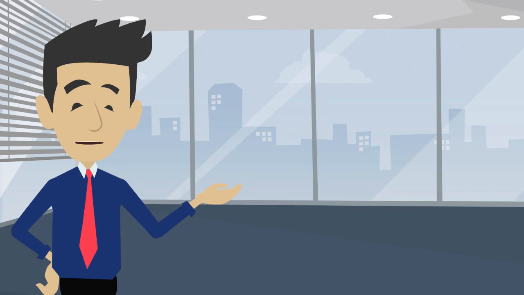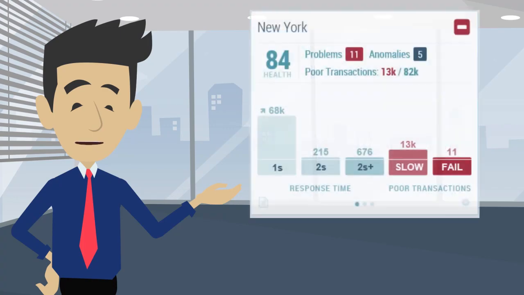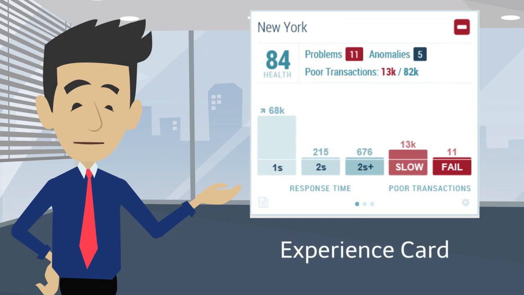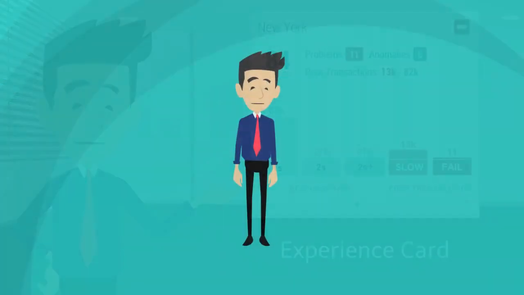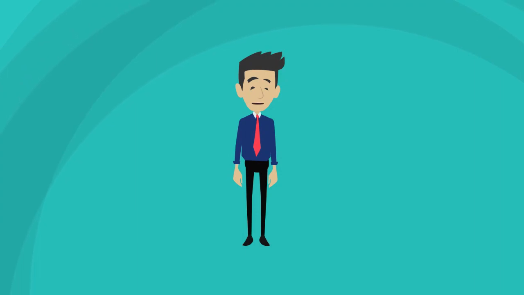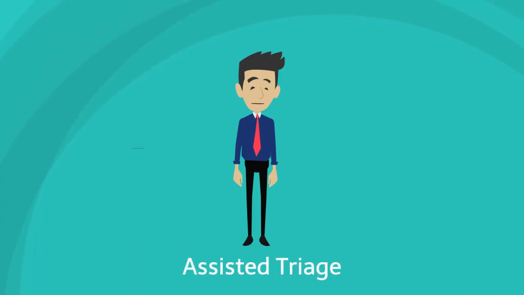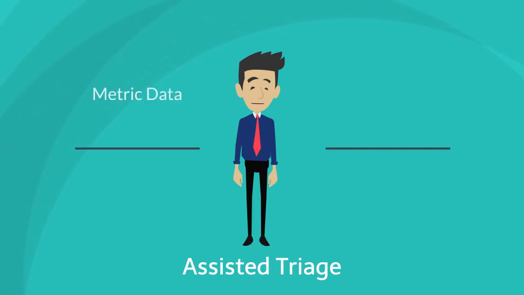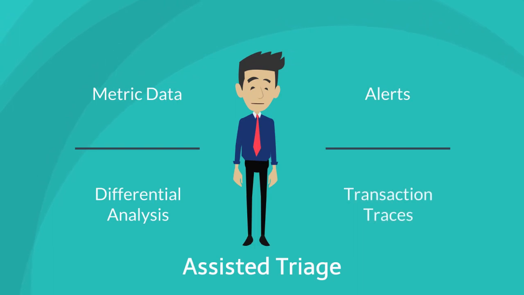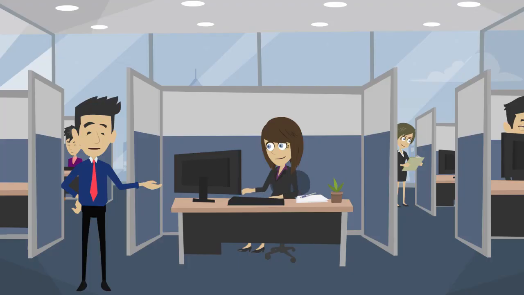Today we're going to talk about an innovation introduced in CA Application Performance Management 10.5 called the Experience Card. The Experience Card, Experience View, is produced by a new analytics engine called Assisted Triage. Assisted Triage takes advantage of all the various types of data collected and produced by APM: metric data, alerts, differential analysis, and transaction traces. Unlike any other feature in APM, the Experience View interprets all this data from the point of view of the end user.